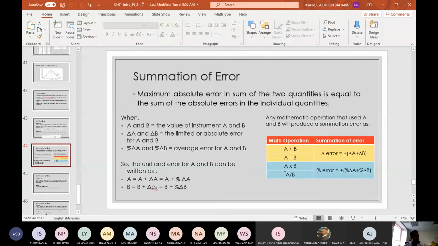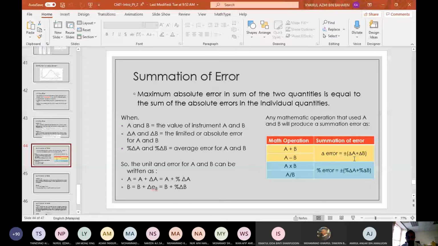Okay, so let's go a bit about the summation of error. The maximum absolute error in sum of two quantities or more. Tak semestinya dua saja, not necessarily only two. So depend on the equation, on how many variables are in the equation. Is equal to the sum of the absolute errors in the individual quantities. Okay, you refer to the table here for the math operation. Kalau you tambah, if you add or you subtract, you need to add the absolute error or subtract the absolute error. The summation is the summation of absolute error. If you multiply or divide, the summation is the percent error. Okay, this one is the absolute error, this one is the percent error.